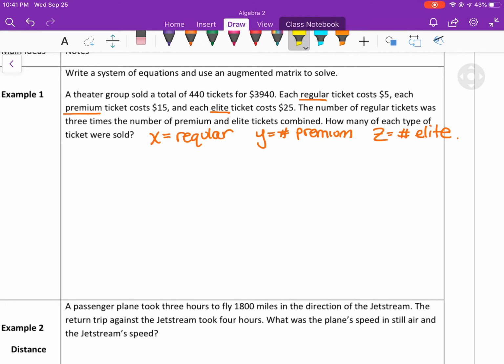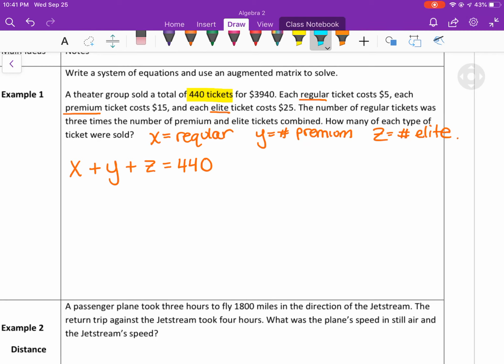The first 2 equations are very similar to the how much of each type problems. We have a theater group that sold a total of 440 tickets. So that's our first equation, our total equation. If we add up our regular tickets plus our premium tickets plus our elite tickets, we have a total of 440 tickets. So that was our first equation.